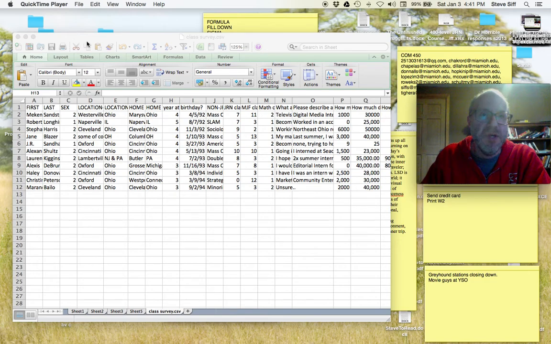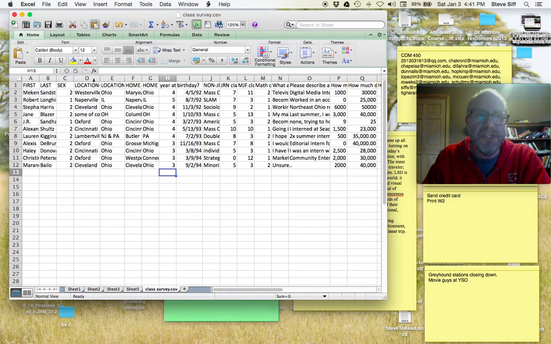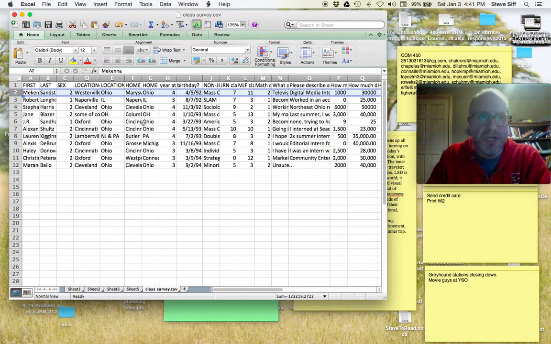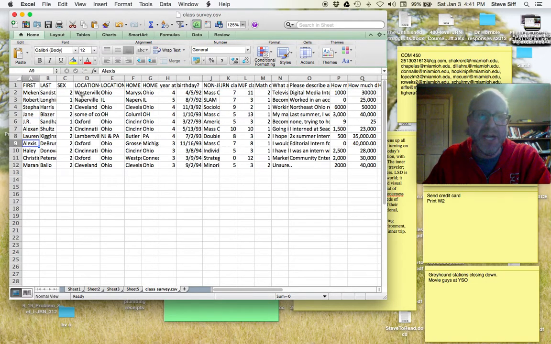And so for this demonstration, we'll be looking at the survey of class members, which has one person on each row, as you would sort of expect for a survey like this. And that includes different kinds of data: categorical, it has some dates, and it has some numbers about each person.